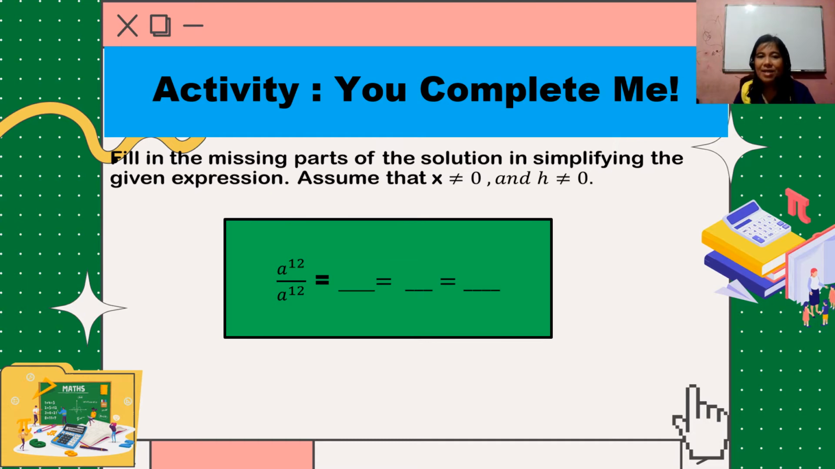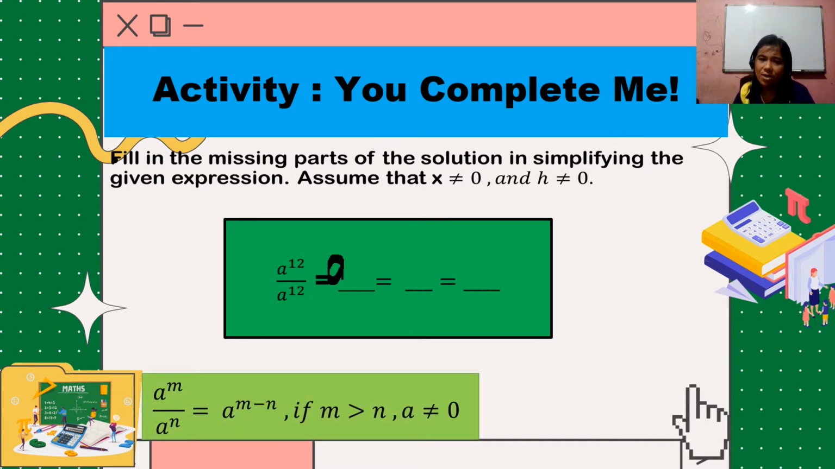Okay, blank na lahat. So, ano ba yung dapat na nandito sa next step? Of course, copy muna natin si base na A. Tapos, kasi nga nasa up and down yung given natin. So, what we need is the law of quotient. Now, the law of quotient is to subtract the exponent. So, meron tayong 12.